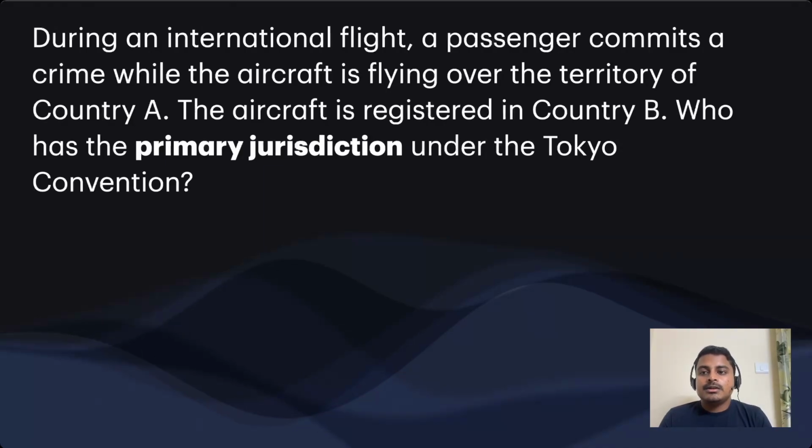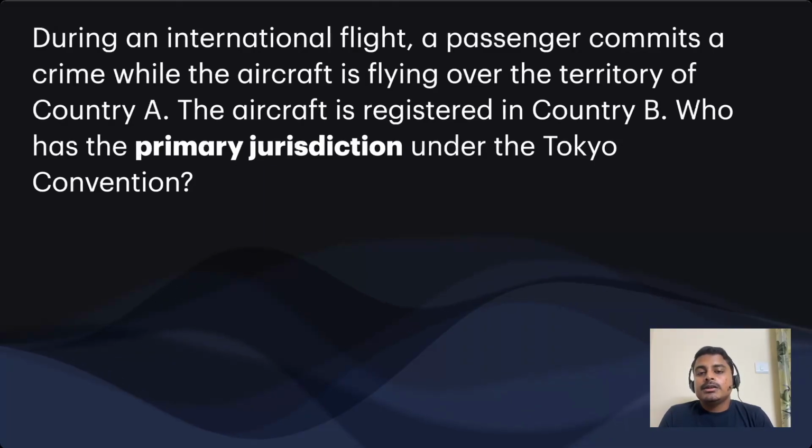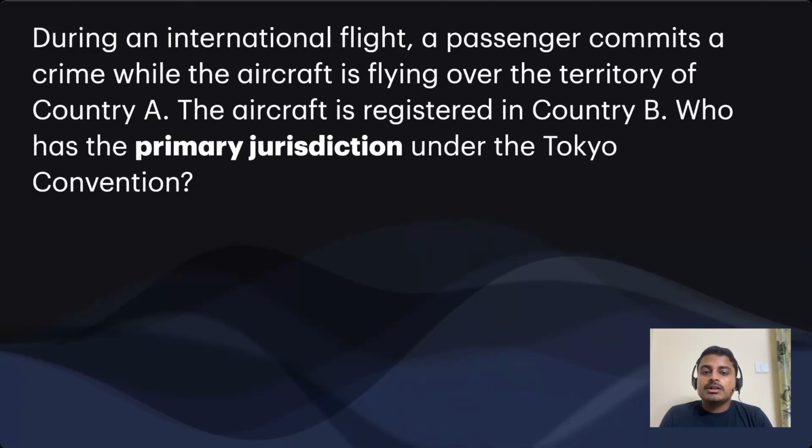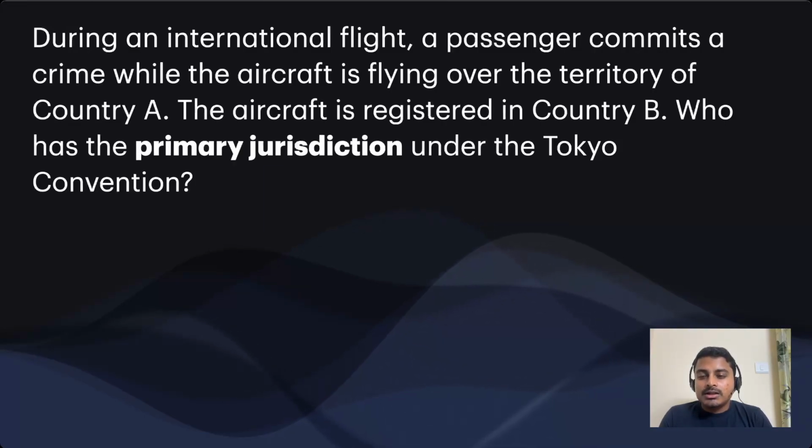Next question. During an international flight, a passenger commits a crime while the aircraft is flying over the territory of country A. The aircraft is registered in country B. Who has the primary jurisdiction under the Tokyo Convention? Again, this seems like a big question, too many scenarios, but it's not. It's a very simple one.